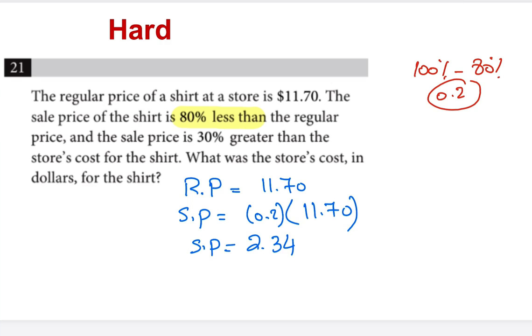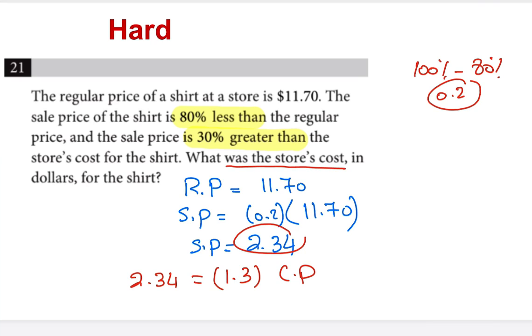It also says here that the sale price is 30% greater than. All right, we have our sale price, which is this value. So the sale price is 30% greater than the cost price: 100% plus 30 is 130%, or 1.3, times the cost price. The question is to find the cost price. What was the store's cost? To find the cost price, we need to isolate it by dividing by 1.3 on both sides to get the cost price of value 1.8.